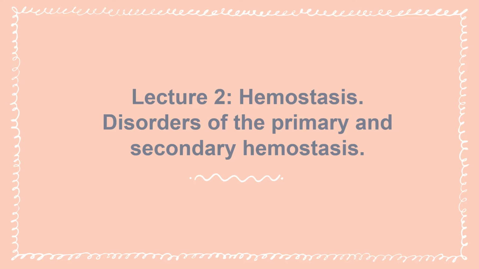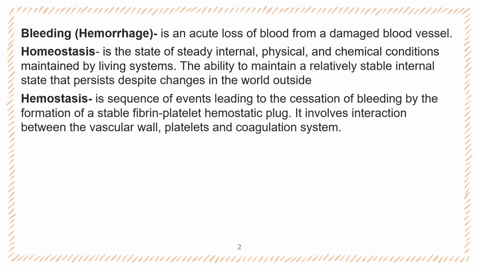Today we're going to talk about hemostasis, disorders of the primary and secondary hemostasis. First of all, let's talk about three key definitions. The first definition is bleeding or hemorrhage is an acute loss of blood from a damaged blood vessel.